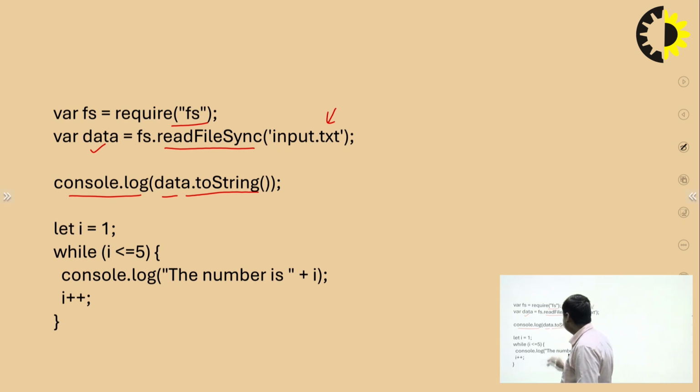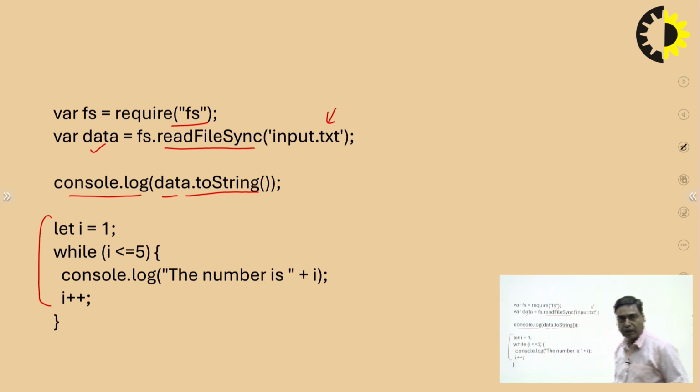Because of this synchronous method, after displaying the content of the file, this part of the program will be executed. Again, I am repeating, this Node.js program is a synchronous program. The meaning is that the readFileSync method is a synchronous method. It is not supporting the callback concept. So it will read the file, and when the reading of the file is completed, only then will this code be executed, because this method is not asynchronous.